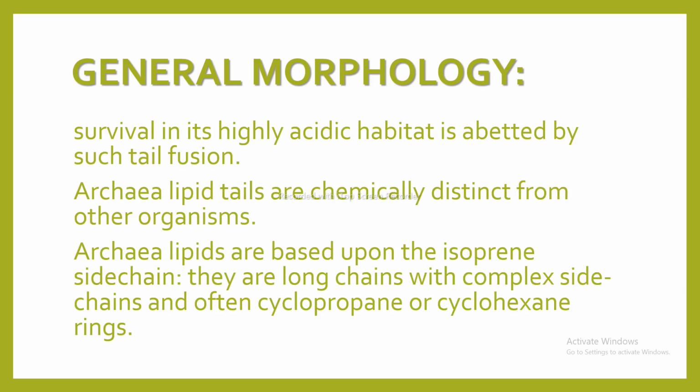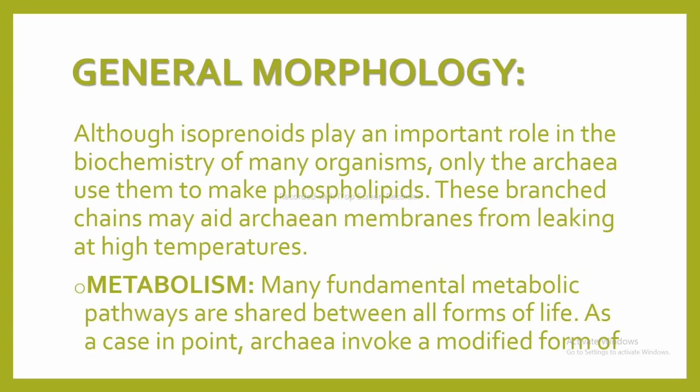So archaea lipid tails are chemically distinct from those of other organisms. Archaea lipids are based upon the isoprene side chain. They are long chains with complex side chains and often cyclopropane and cyclohexane rings. Although isoprenoids play an important role in the biochemistry of many organisms, only the archaea use them to make phospholipids. These branched chains may help prevent the archaeal membranes from leaking at high temperatures.